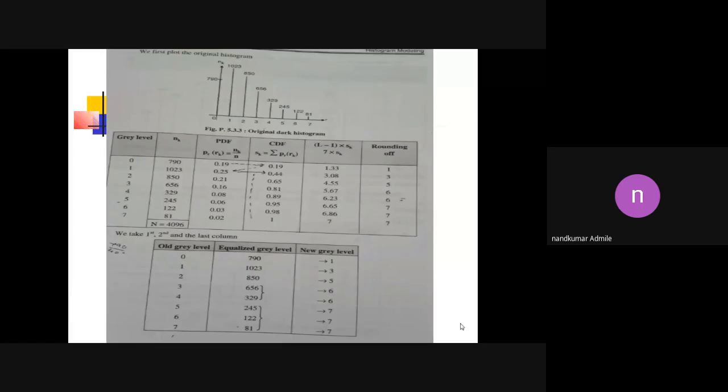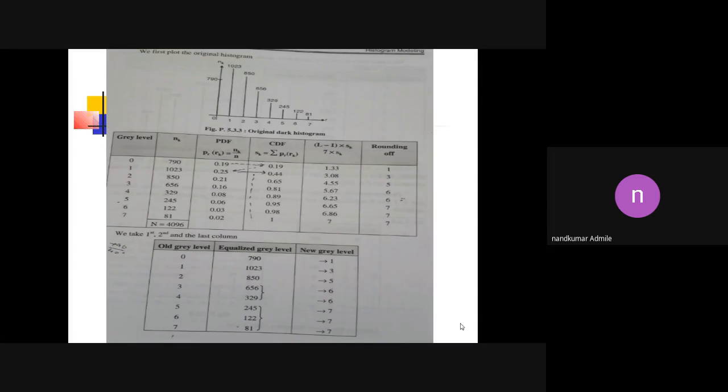Now listen. Just compare the columns of PDF and CDF. In PDF for S0, the range is 0 to 0, so we can directly write 0.19. For S1, the value is 0.25, so the range is 0 to 1. So we have to add 0.19 and 0.25. That is 0.44. So we have to add one value. If we want to calculate S2, add 0.25, so we have to add 0.19, 0.25 and 0.21. So the addition is 0.65.